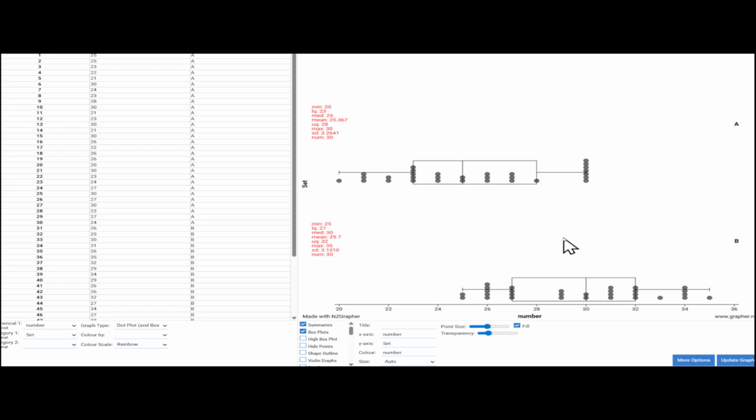How confident are we that these are different populations? Well, fairly confident. 30 in each set is what we're really looking at. So there's 30 in one, 30 in the other. That's pretty much enough to know that there's going to be a difference.